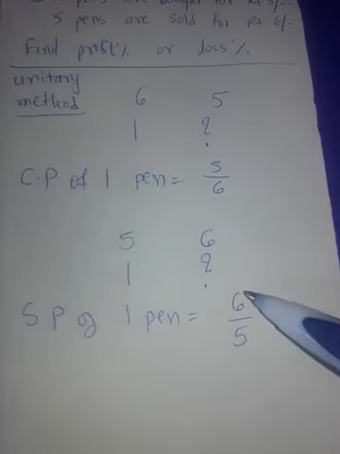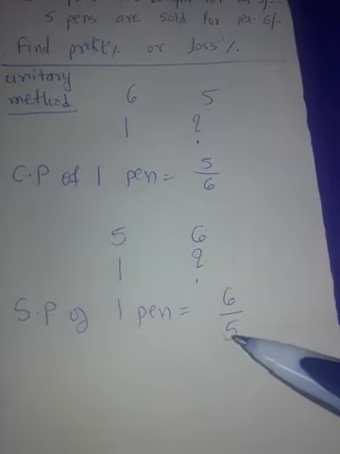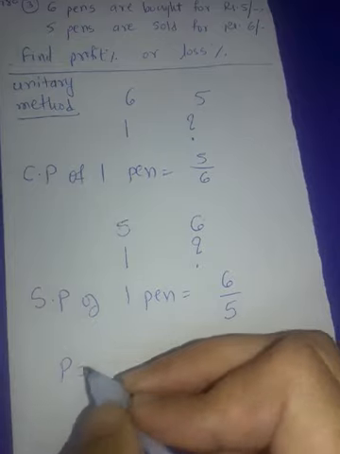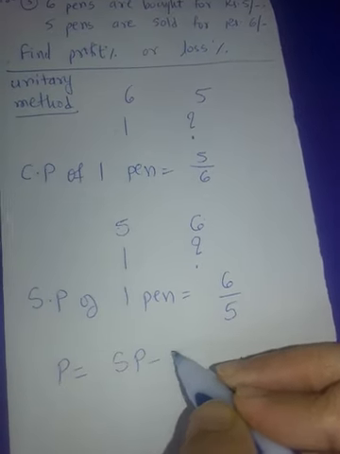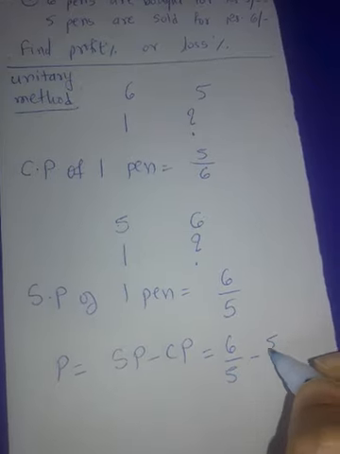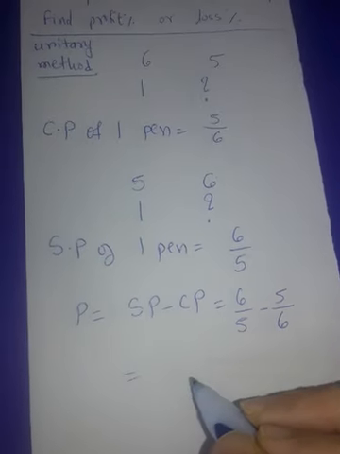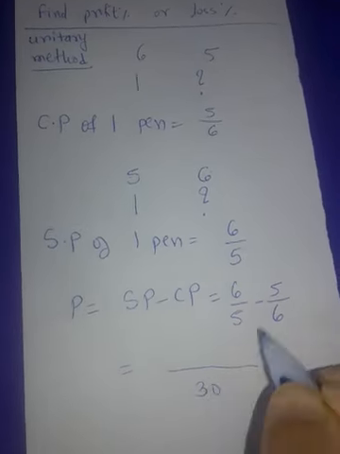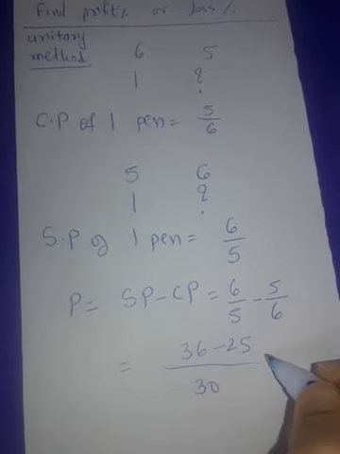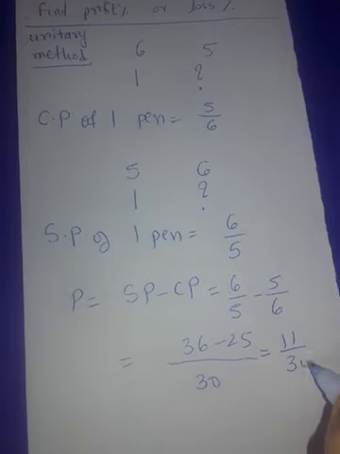So 5 upon 6 and 6 upon 5. 6 upon 5 is more. And how much more? So let's find the profit. Profit is equal to SP minus CP. 6 upon 5 minus 5 upon 6. 6 6s are 36, 5 5s are 25. 11 upon 30 is the profit.